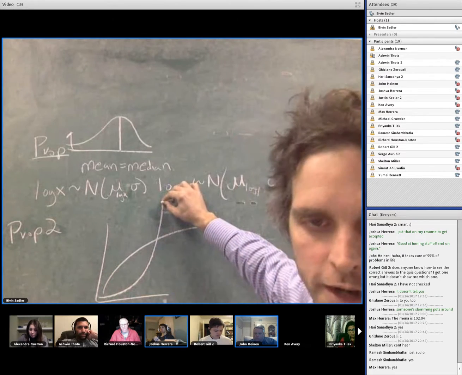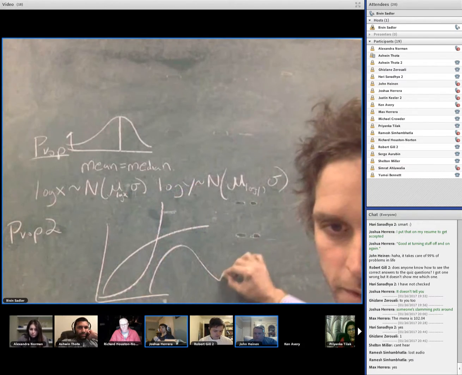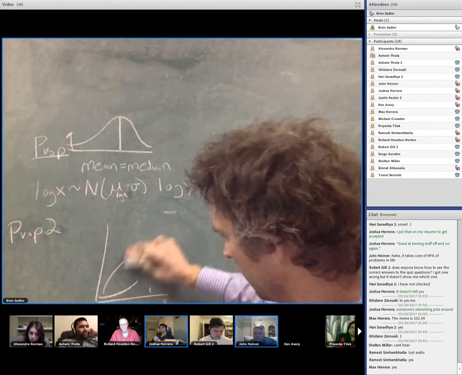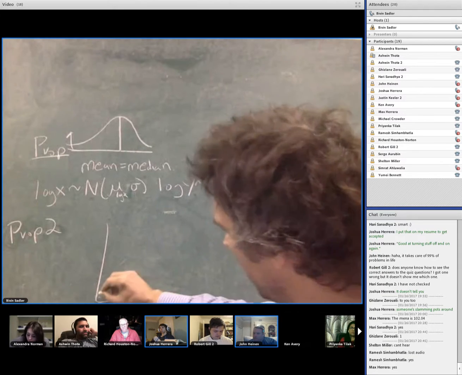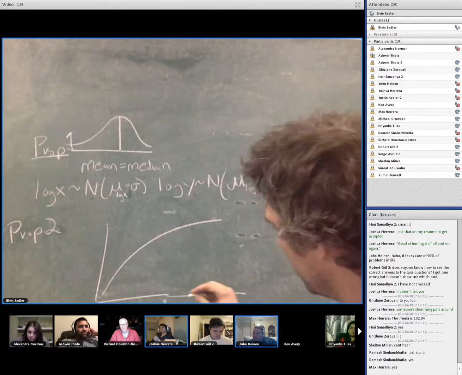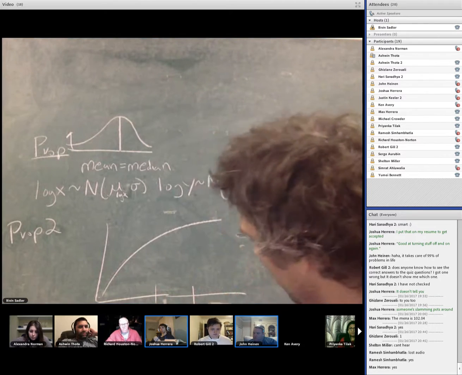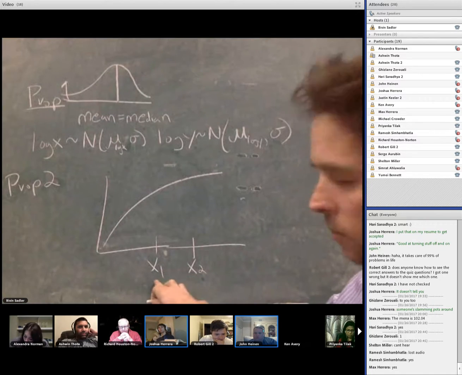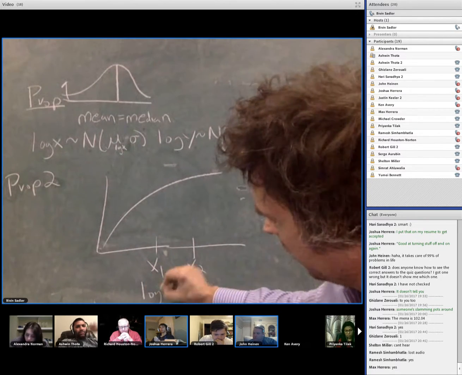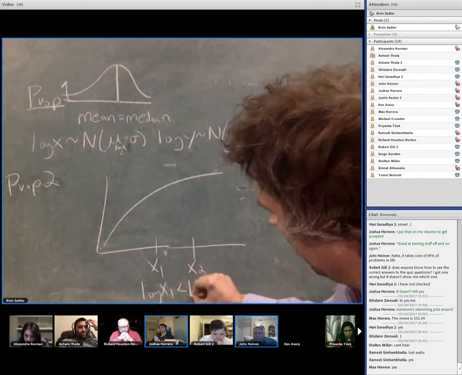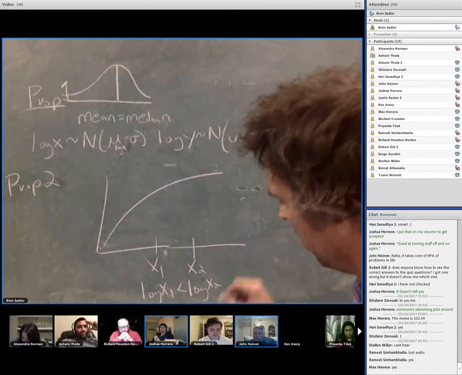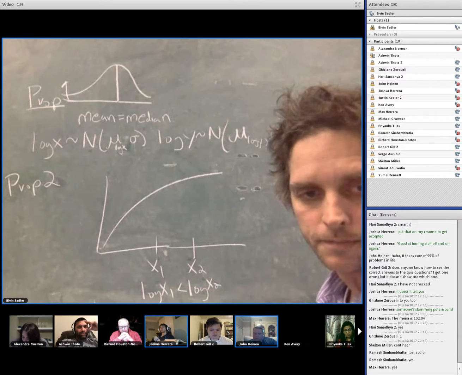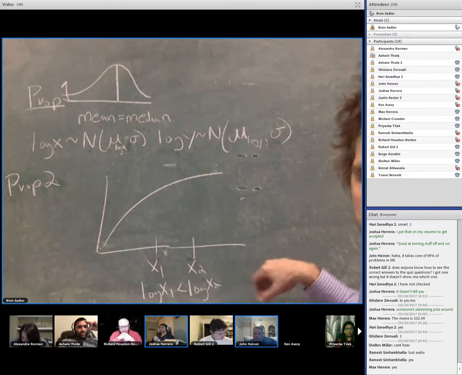But this one, the log of x, is always increasing, which means, think about what that means just mathematically. If x2 is bigger than x1, then the log of x2 will be bigger than the log of x1. For any number x2 bigger than x1, the log of x2 will be bigger than the log of x1 because it's monotonic. So remember that for just a second. We've got to just know that.